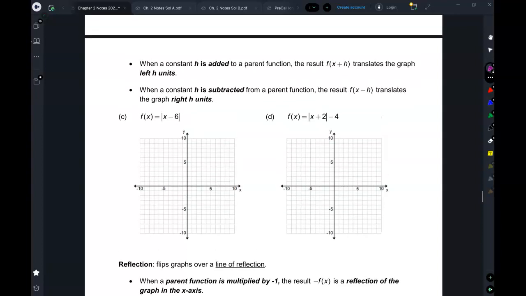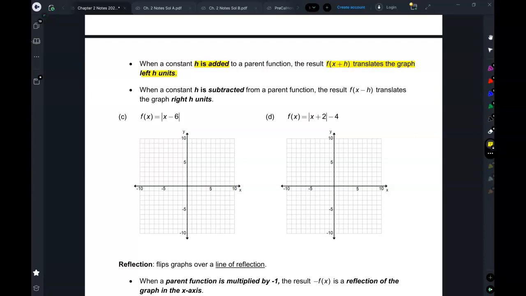Okay. So now, when a constant, we call it h, is added to a parent function, and the result is f of x plus h, we go left h units, okay?